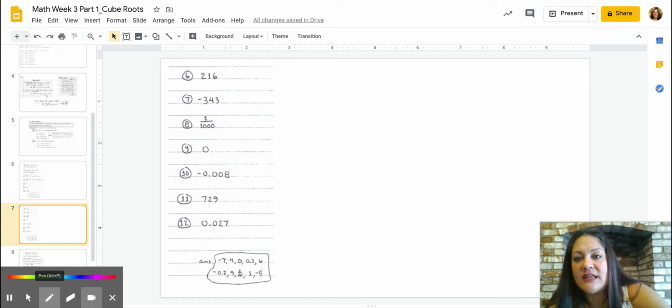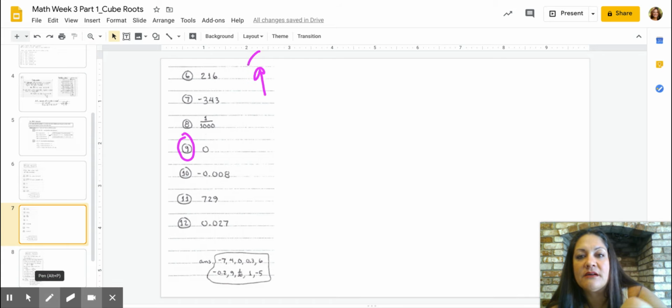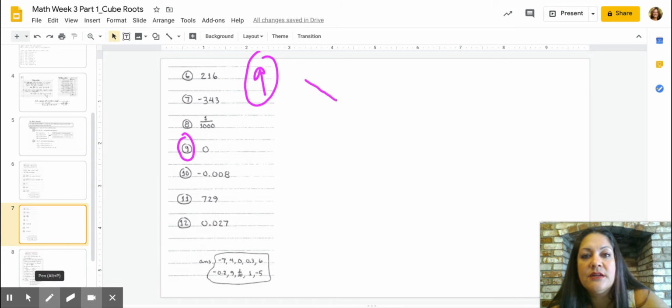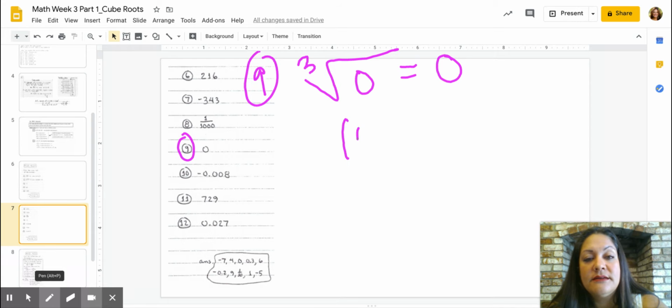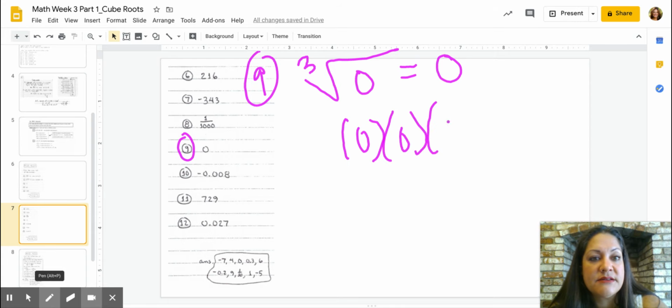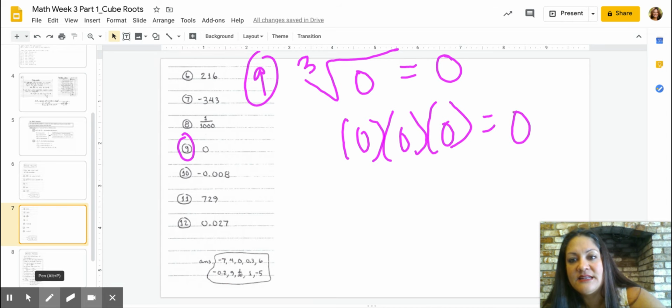Number 9. Oh, easy. The cube root of 0 equals 0 because anything times 0 is 0. So 0 times 0 times 0 equals 0. All right. Number 10.